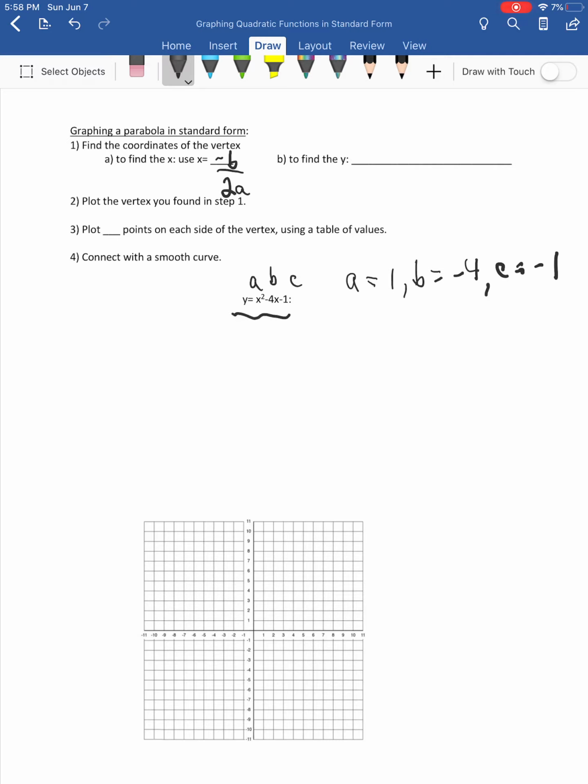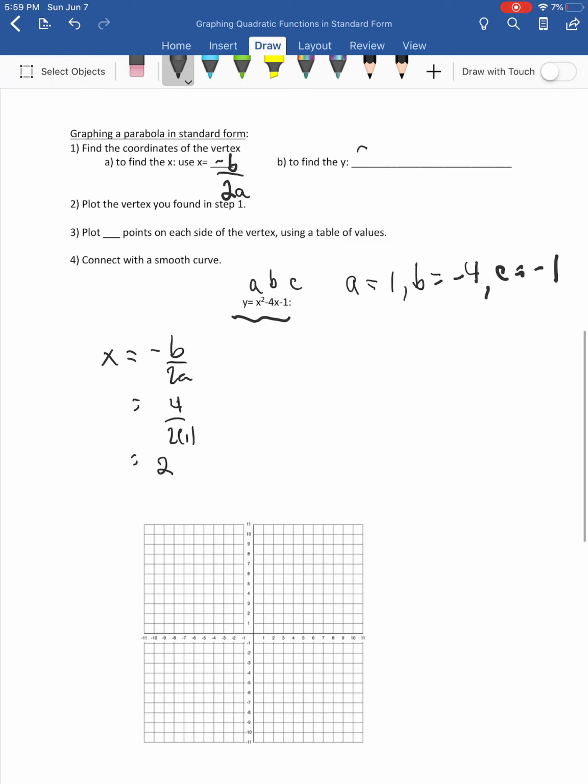We're going to use this to get the coordinates of the vertex. To get the x part of the coordinate, x equals -b over 2a. So we have -(-4), which is +4, over 2 times 1, which is 2. So the x part of the coordinate of the vertex is 2. Now we need the y part.